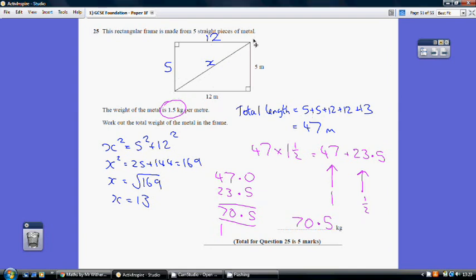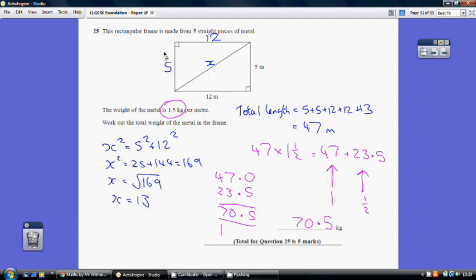Now we can work out this length here using Pythagoras, looking at this triangle here. So we know that this length, which I'm calling x, so x squared equals 5 squared plus 12 squared from Pythagoras. So x squared equals 25 plus 144, which is 169. Square root this, we get x being 13. So this length of rod is 13.